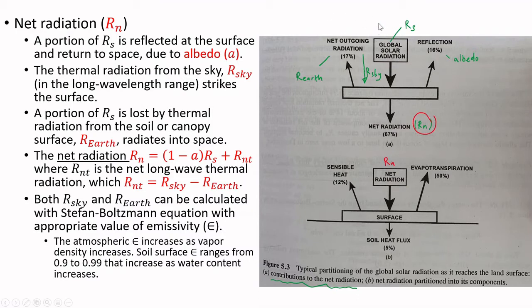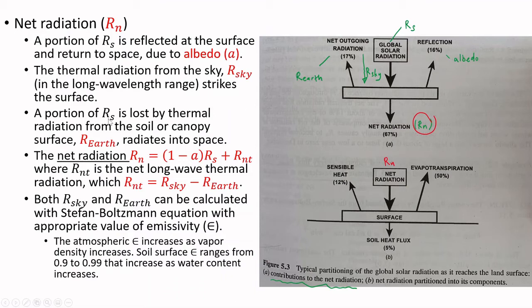So when the sky warms up, the sky will actually emit radiation in the form of long wavelength radiation that strikes the surface. So the sky radiation is radiation coming from the sky. Because it heats up, it releases radiation in the form of long wavelength. It strikes the surface, so the radiation from the sky will hit the surface as well. So we call it R sky.